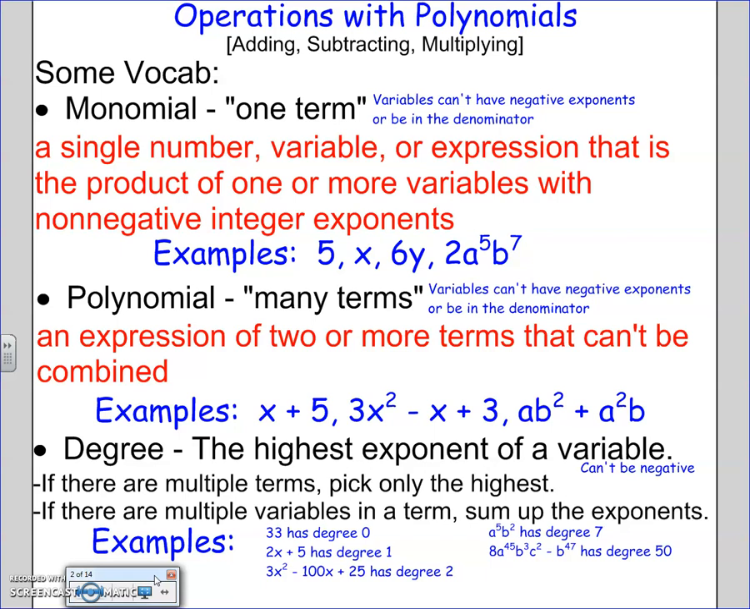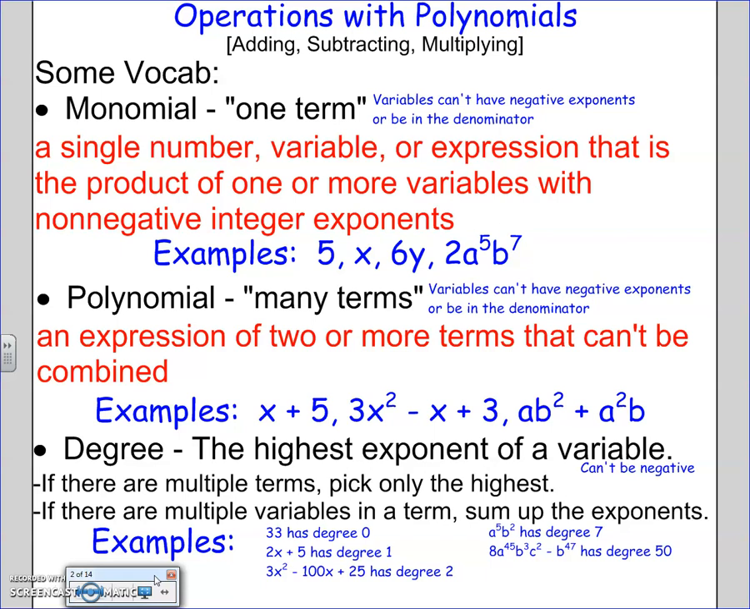A polynomial has many terms, and it's an expression of 2 or more terms that cannot be combined. Some examples there is x plus 5, or 3x squared minus x plus 3, or a times b squared plus a squared times b. One more word is a degree. The degree is the highest exponent of a variable, and it cannot be negative. If there are multiple terms, pick only the highest degree exponent. If there are multiple variables in a single term, sum up the exponents of the variables only.